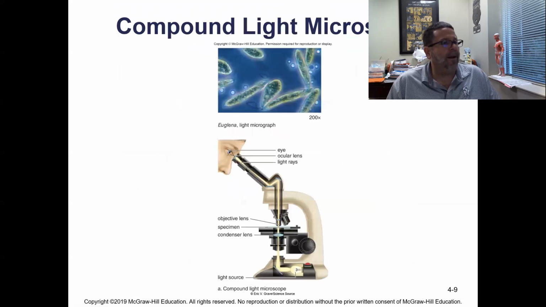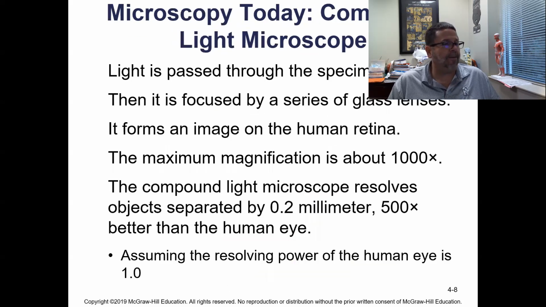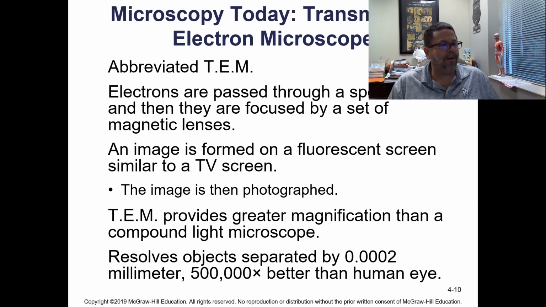Assuming the resolving power of the human eye is 1. Here is the light microscope looking at what looks like parameciums, I believe, and you can see how that works. And then the transmission electron microscope is going to shoot electrons through the substance we're looking at. It has an electron receptor, kind of like a photogrid. It catches those electrons and makes an image. This resolution allows us to separate at 0.0002 millimeters, or 500,000 times better than the human eye, versus the light microscope at 500 times. So that is a power of 1,000 times better than the light microscope. And you get an image formed on a fluorescent screen similar to a TV screen, and you can take a picture of that.